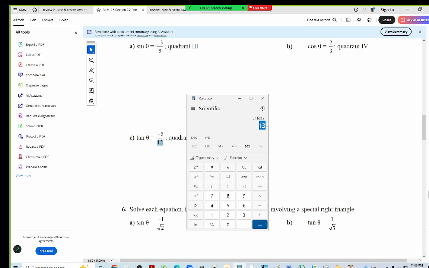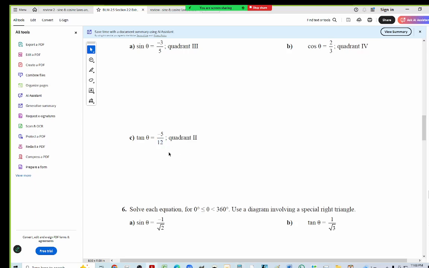So now that I have the opposite, I can figure out all my trig ratios. Which one's positive and which one's negative in quadrant 2? In quadrant 2, sine is positive. That's right. So all I have to do is make my sine positive, and all the other ones I make negative. Okay. Good?